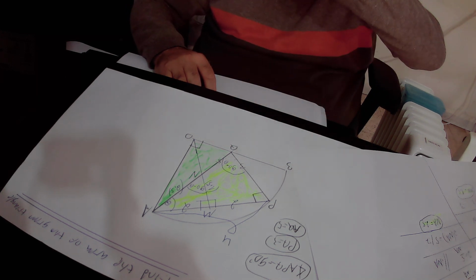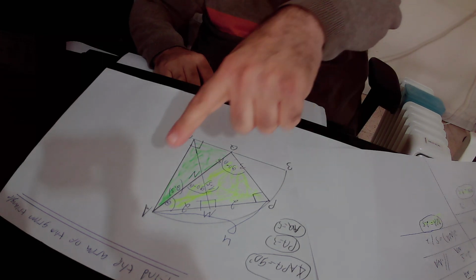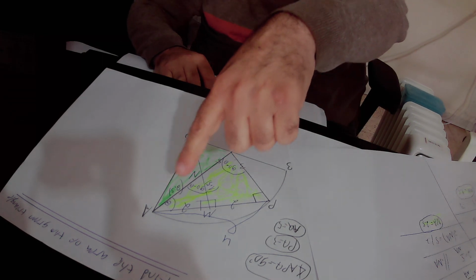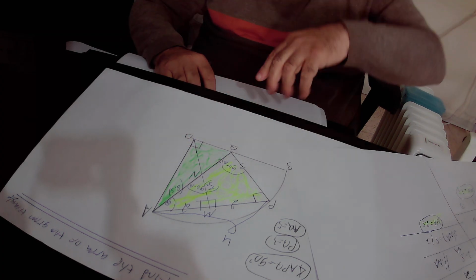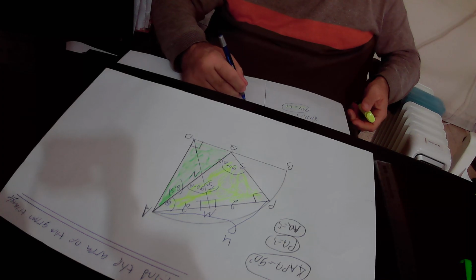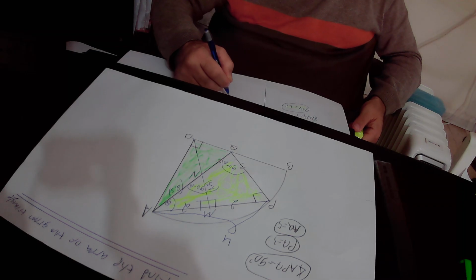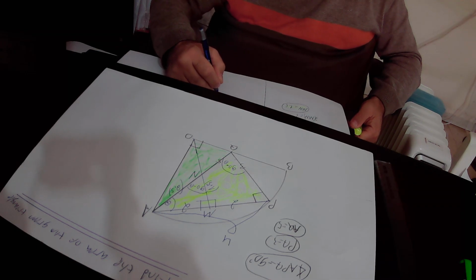What is the length of line segment QN? From the drawing it is very easy to see that QN equals QA minus NA. QA minus NA is QN. I write it down. QN equals QA minus NA.